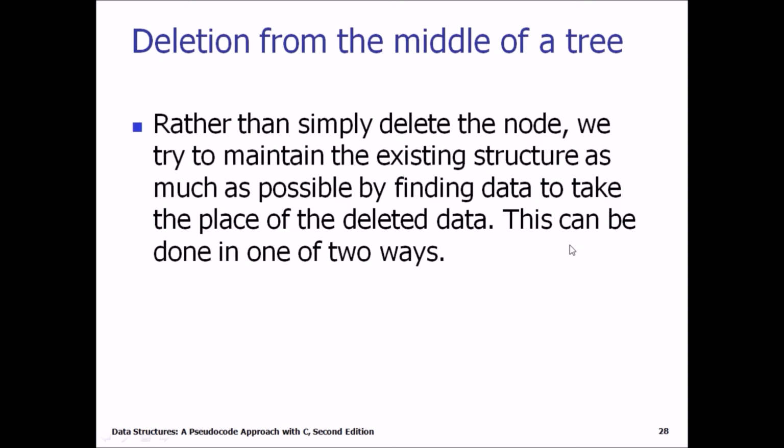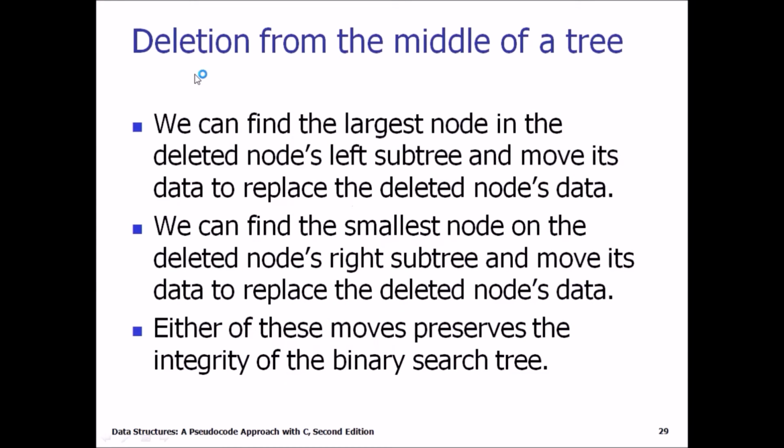This can be done in one of two ways. For deletion from the middle of a tree, the first is we can find the largest node in the deleted node's left subtree and move its data to replace the deleted node's data, or we can find the smallest node in the deleted node's right subtree and move its data to replace the deleted node's data. Either of these moves preserves the integrity of the binary search tree. This is how deletion is done.